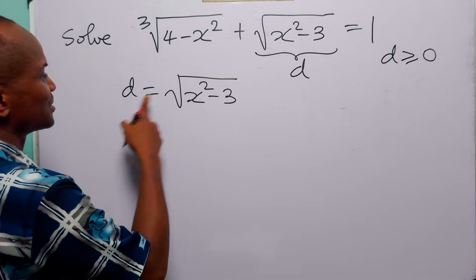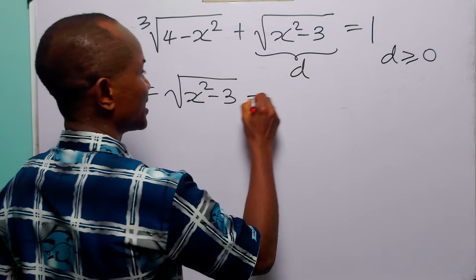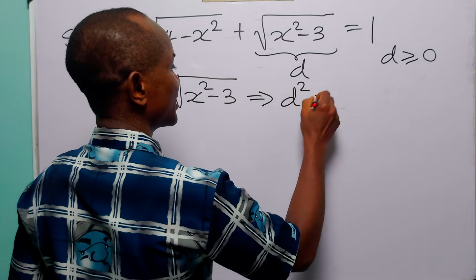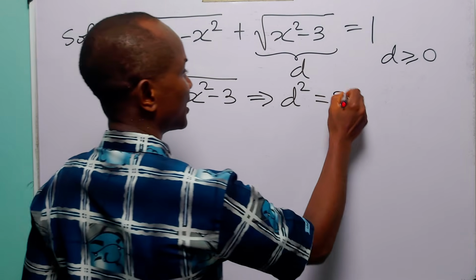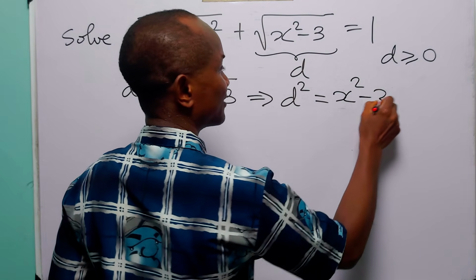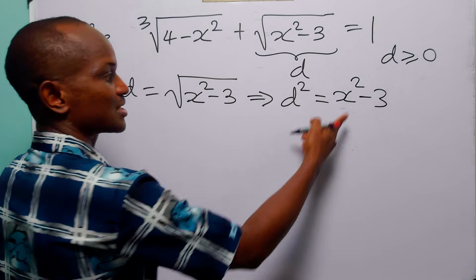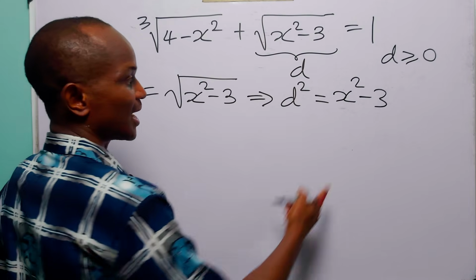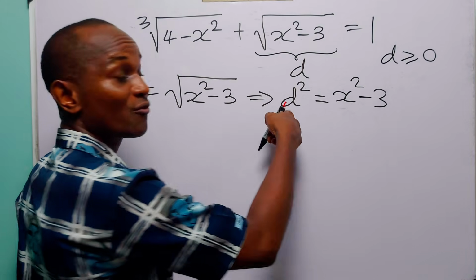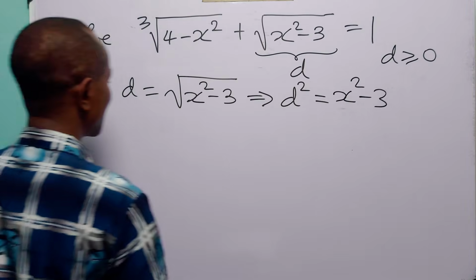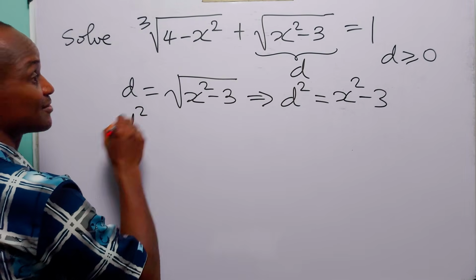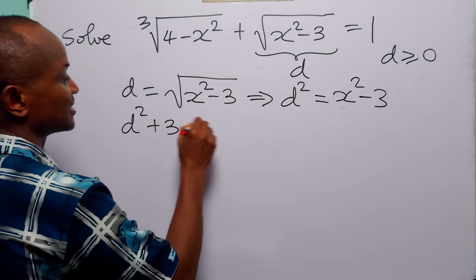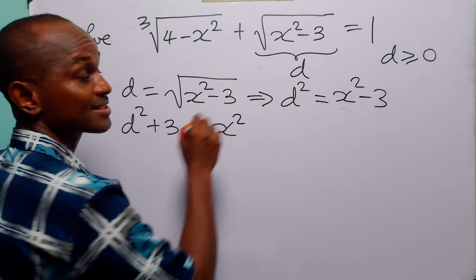Now, when we square both sides of this equation, we have that d squared is equal to x squared minus 3. And of course, we can make x squared the subject of this equation. To do that, we simply move minus 3 over to the left. When we do that, we have that d squared plus 3 is equal to x squared.